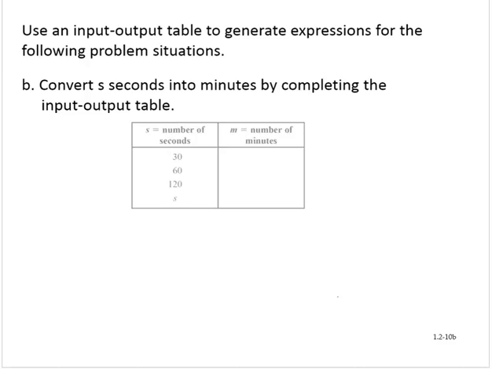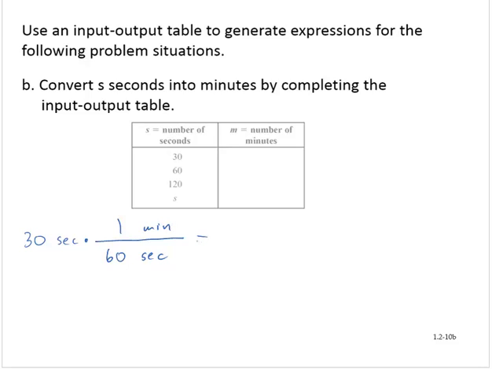Convert S seconds into minutes by completing the input-output table. So if we have S as a number of seconds, what would the number of minutes be? And if we're given 30 seconds, well, let's see, 30 seconds, let's multiply that by a unit conversion. Let's see, I know that there are 60 seconds in 1 minute.